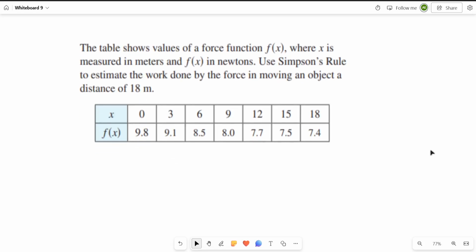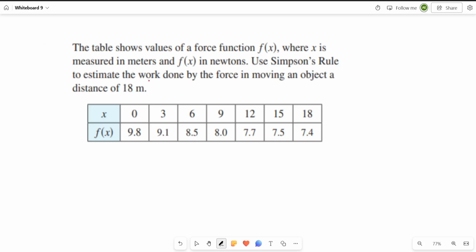Okay, let's say we have this question. The table shows values of a force function, f of x. So this is the force as a function of x. When x was 0, the force was 9.8. When x was 3, the force was 9.1, and so on. Where x is measured in meters and f of x is in newtons, use Simpson's rule to estimate the work done by the force moving an object a distance of 18 meters.